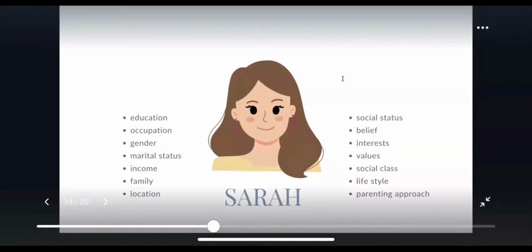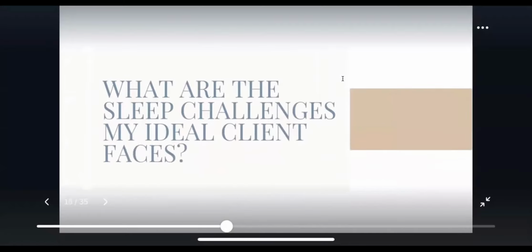Okay, we're going to move on because what I want you to think about now is, what are the common challenges that your ideal client has surrounding sleep? Because this is our topic, right? We don't care if she's not making enough income, or, well, that's affecting our business, but all the other things, we are focused on sleep. So that's what we're going to talk about now.